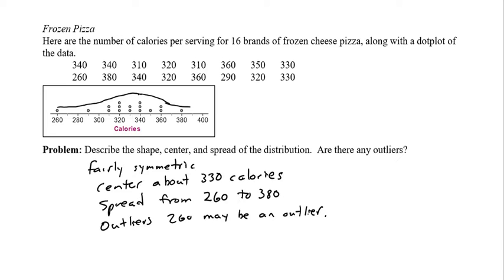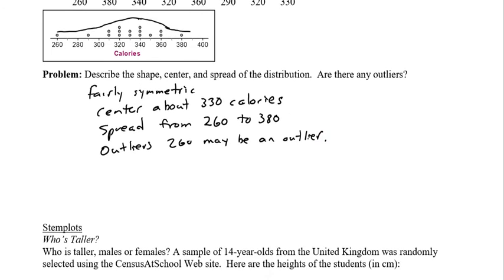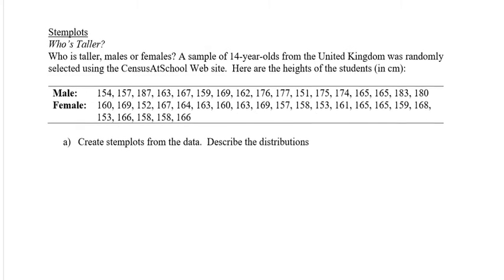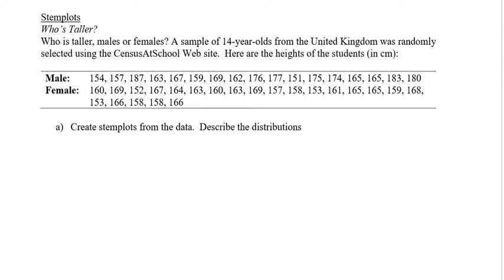Now, stem plots. We're going to create one, and I'll let you create one. Okay. So, who is taller, males or females? A sample of 14-year-olds from the United Kingdom was randomly selected using the Census at School website. Here are the heights of the students. We want to make a stem plot, which you may have heard of as a stem and leaf plot. You've probably seen this before. So the stems are everything but the last digit of the number. So for the males, it goes from 150 to 180.